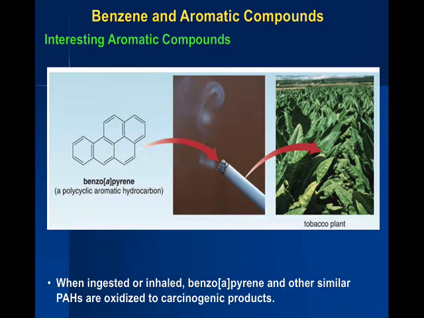Benzene is not the only aromatic compound, however. There are complicated aromatic compounds, and there are compounds that are actually even more simple than benzene itself. Benzene just happens to be the one that we always start with because it was one of the first ones that was discovered. This is a molecule known as benzopyrene. It is known as a polycyclic aromatic hydrocarbon, or a PAH.